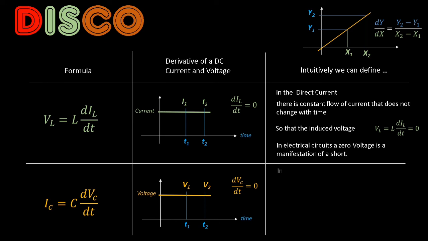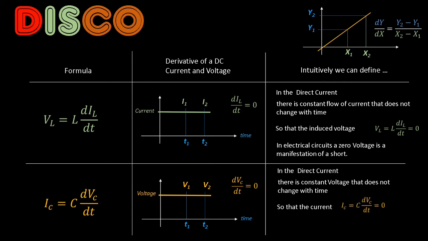For the capacitor, in the direct current, there is a constant voltage that does not change with time, so that the current IC equals to C dV dt is equivalent to 0. So isipin uli natin, in electrical circuits, a zero current is a manifestation of an open.